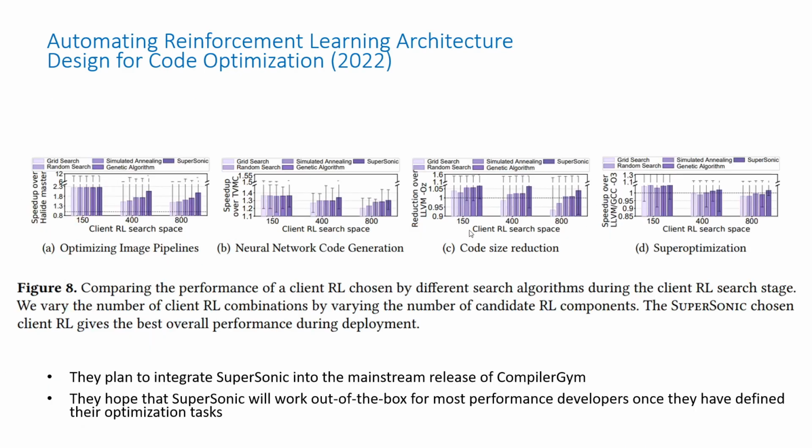Here you can see again the four benchmarks from the paper, where Supersonic is compared against genetic algorithms, simulated annealing, random search, and grid search. You can see that grid search, random search, and the evolutionary genetic algorithm all have the same performance as Supersonic when the search space is small, except in this one. But as the search space increases, in all of them the Supersonic advantage is clear. Good news from the paper is that they plan to integrate Supersonic into the mainstream release of compiler gym, and they hope Supersonic will be available out of the box once the user defines the optimization tasks.